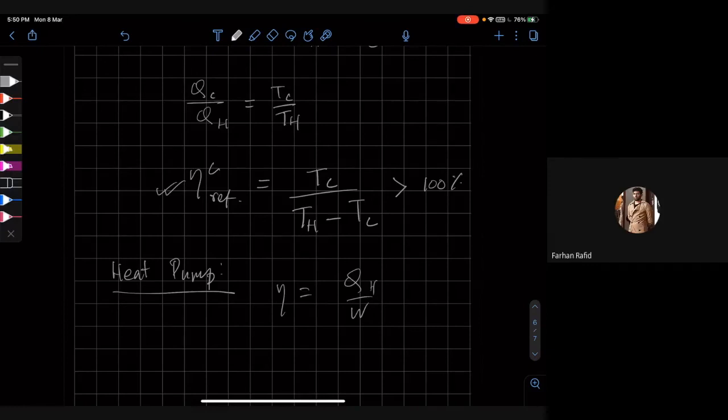Sir, is QC by QH equal to TC by TH only for the ideal engines? Yes. Just hang on one second. I think the cat wants to go out.